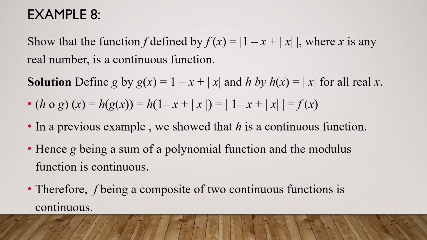Now already, if you remember, in one of the previous examples we had shown that mod x is a continuous function, correct? So again mod x is a continuous function, means our h(x) is a continuous function. Also g is a sum of a polynomial function and the mod function, which are both individually continuous. So again, by applying the previous theorem, f plus g will always be continuous. So what we have shown is our h and g both are continuous. f being a composite of two continuous functions, it is also a continuous function.